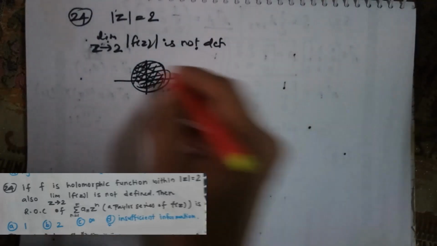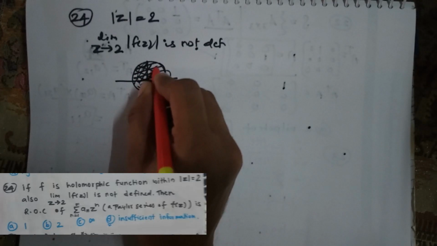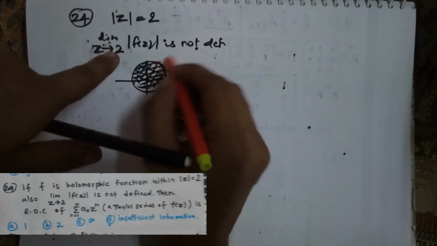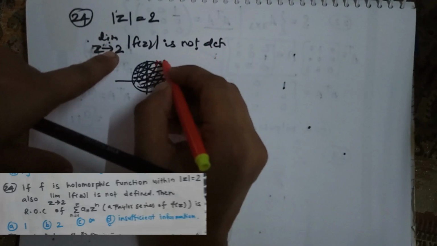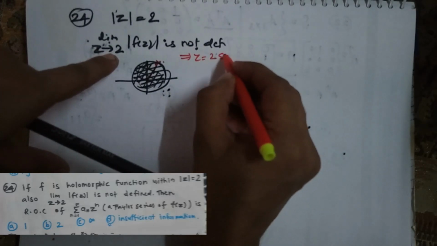As soon as I start moving from my origin, my series will converge everywhere until I get to 2, because the function is not defined at 2. Which means this is my singular point. My function is not defined at 2, which means z equals 2 is a singular point.